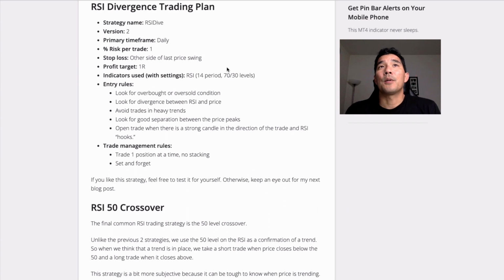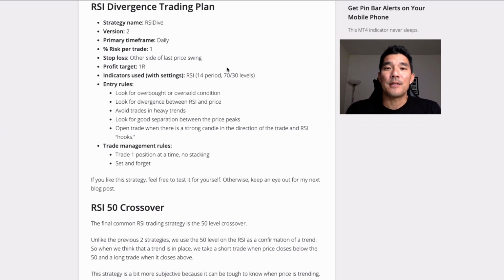For this one, we're going to look for overbought or oversold conditions. And then we're going to look for divergence between that overbought or oversold and price. So you're looking for a divergence between RSI and price. I'll show you how that works in a minute. And then we also want to avoid heavy trends.